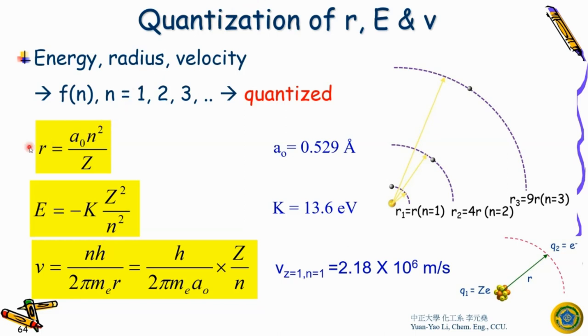So what you need to remember is that R is proportional to n to the power 2 and proportional to the reciprocal of Z. I want you to remember this, okay? Then v is proportional to Z, but proportional to the reciprocal of n. I strongly suggest you take a look at this page before the midterm exam, and before the Kahoot.